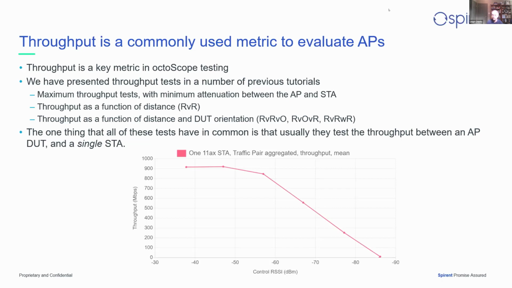We've done tests where we've shown the throughput changing as a function of attenuation or distance between the station and the access point. We've shown tests where we've looked at the same kind of information while we actually rotated the device under test, the access point, in order to see the effect of orientation. And we did a lot of those tests in great detail. We have them all in our tutorial list. But one of the things that they have in common is that they were always a test between an access point as the device under test and a single station.